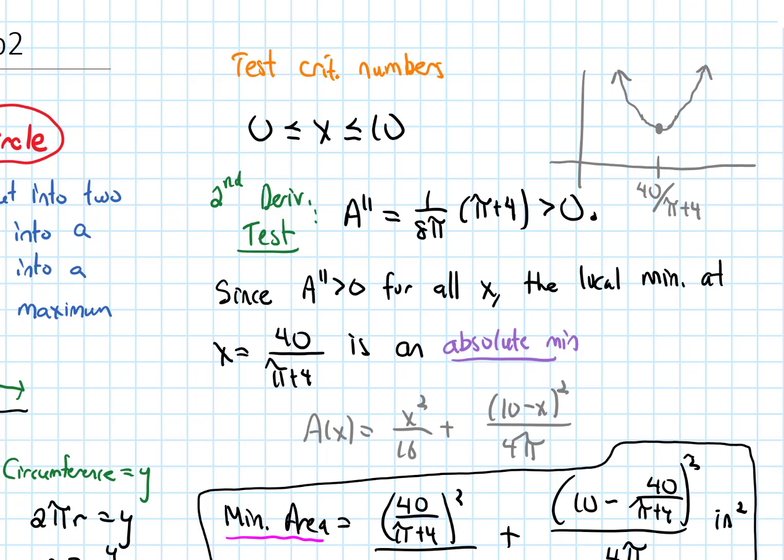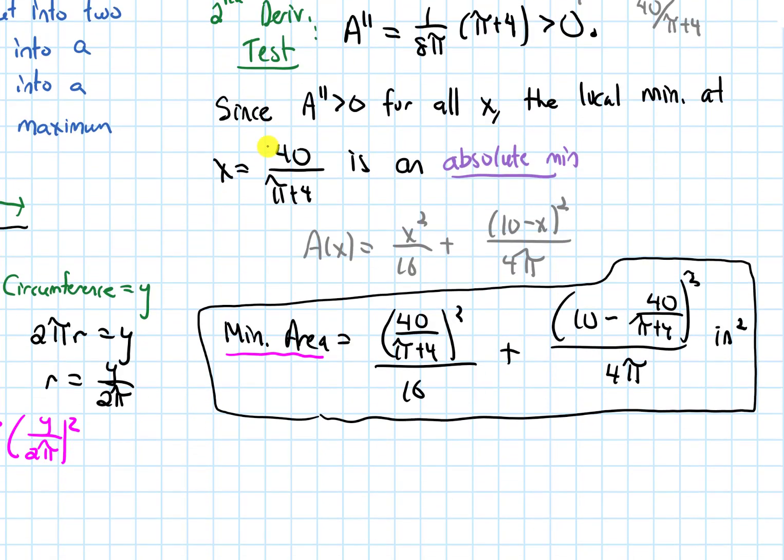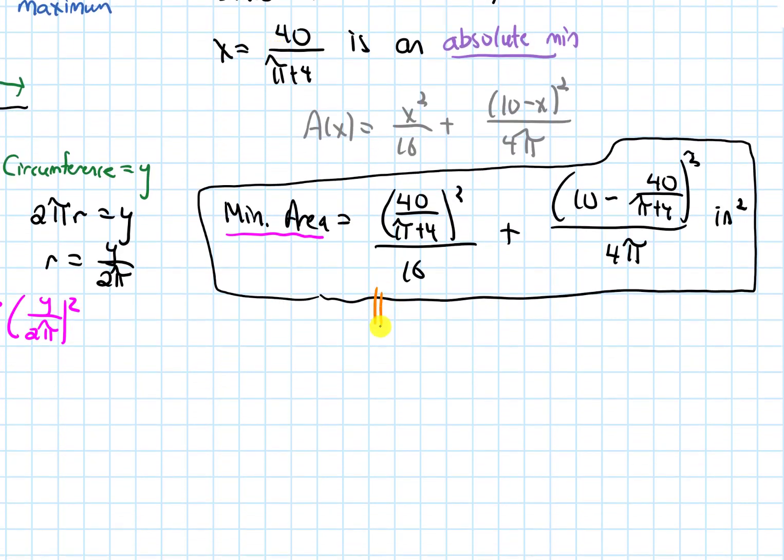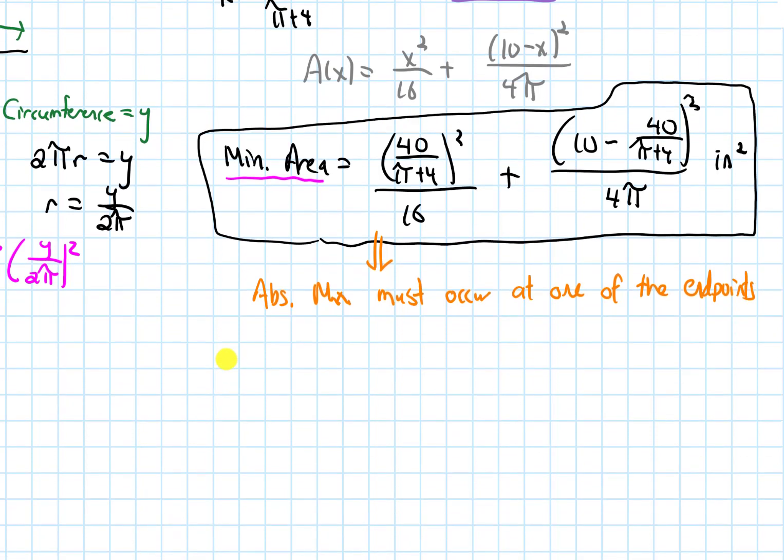So the moral there is that the absolute max must occur at one of the endpoints based off of our work so far. So let's test the endpoints in our area function. The endpoints of our interval were 0 and 10. So I'm going to plug in 0, and I'm going to plug in 10.